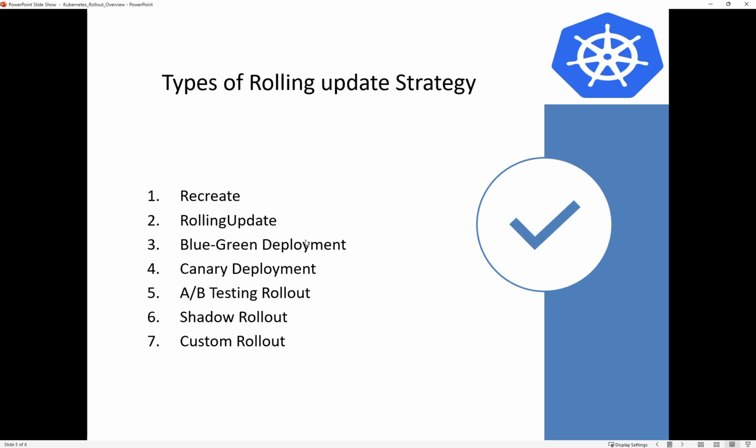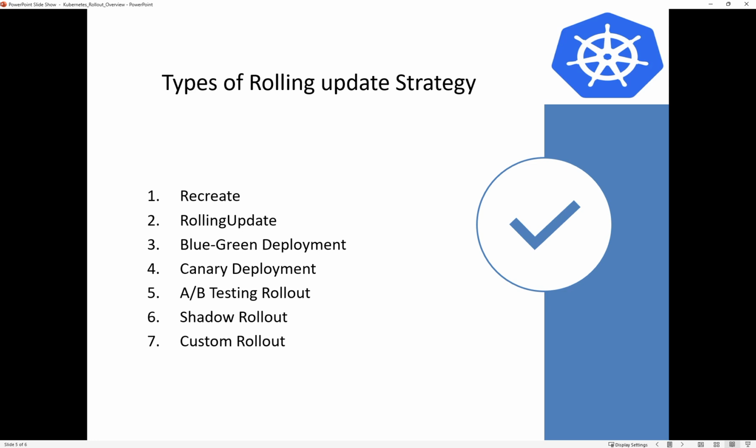What I'm seeing here is RollingUpdate, and this is the strategy. Then we have several other update mechanisms like the recreate mechanism, blue-green deployment, canary deployment, A/B testing rollout, and all these things we will talk about in detail in our upcoming videos.